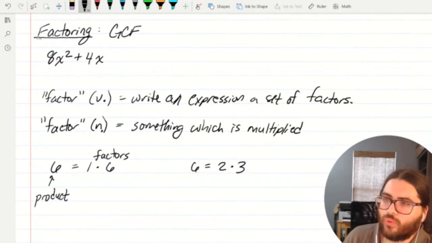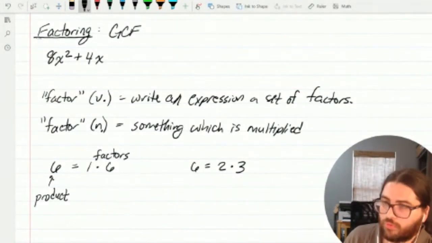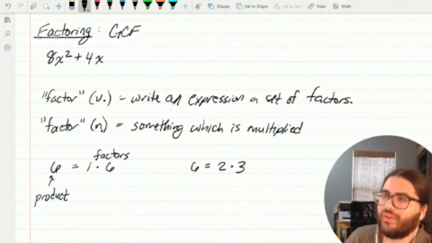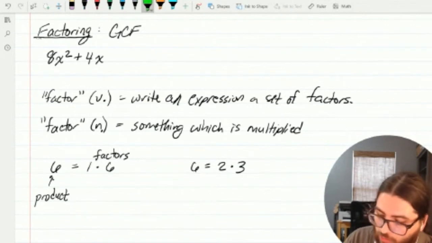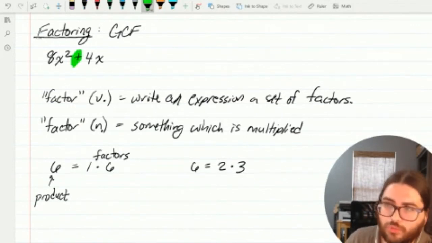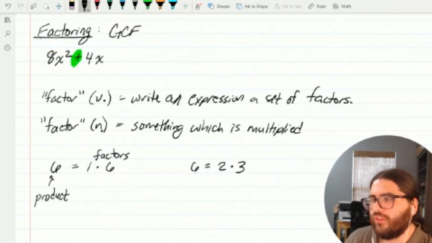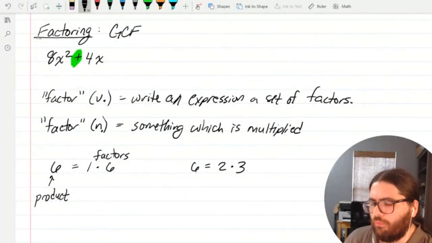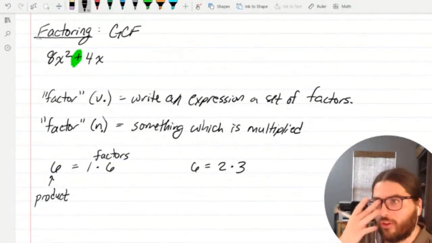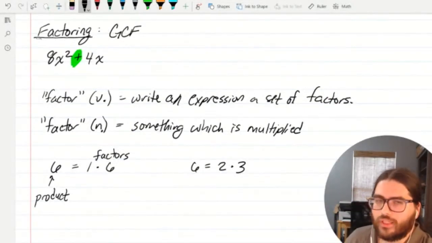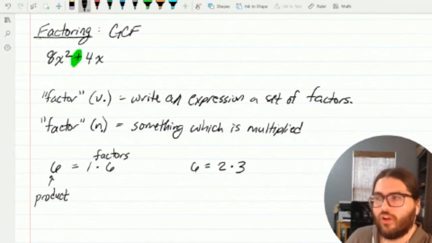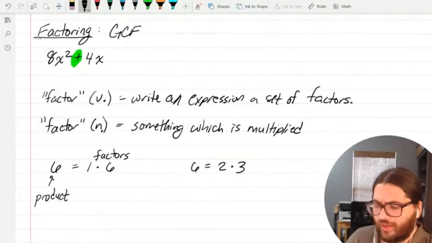And so this factoring verb process will involve me taking something which is not written as multiplication, it's addition, and writing it as multiplication. Interesting. So the only way I know that multiplication and addition work together is distribution. And factoring you can think of as undistribution. It's exactly the same process, only backwards.